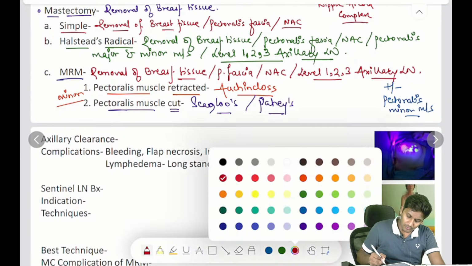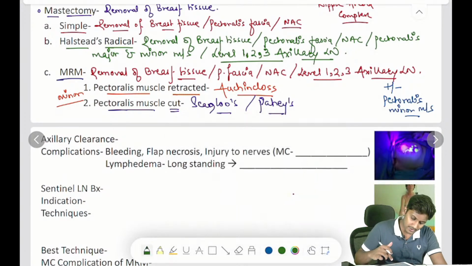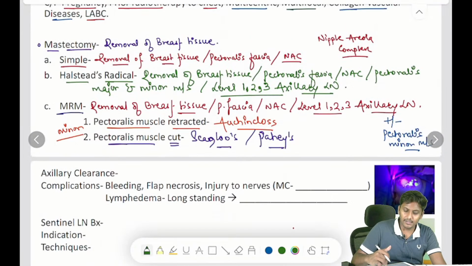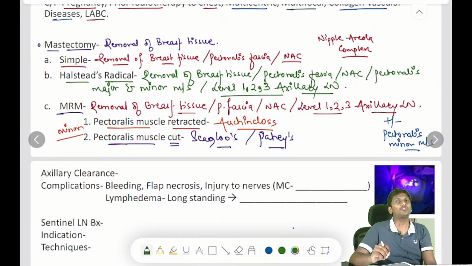Now if I talk about the axillary clearance. ठीक है? Axillary clearance means what? See, I've told you now, when the lymph nodes are involved, we also have to remove the lymph nodes in a case of breast cancer. Otherwise, if you don't remove the lymph nodes, definitely the cancer is still going to spread. Therefore, we also have to clear or remove the lymph nodes. That is what is called axillary clearance or the axillary lymph node clearance.